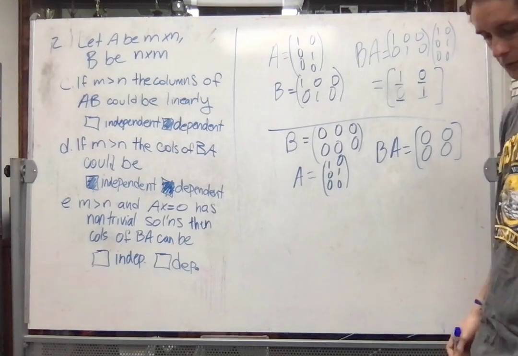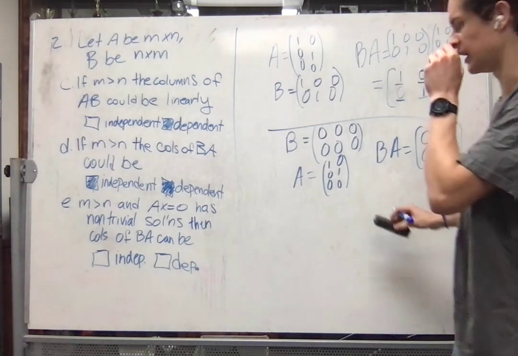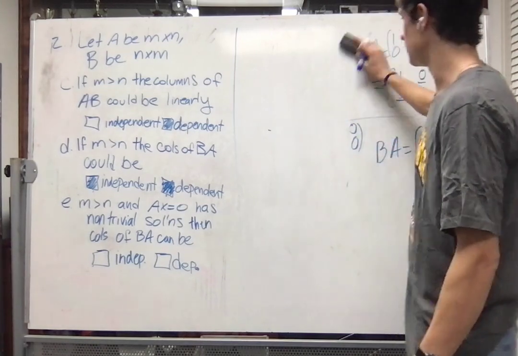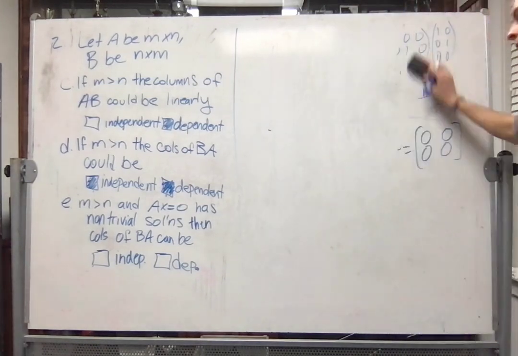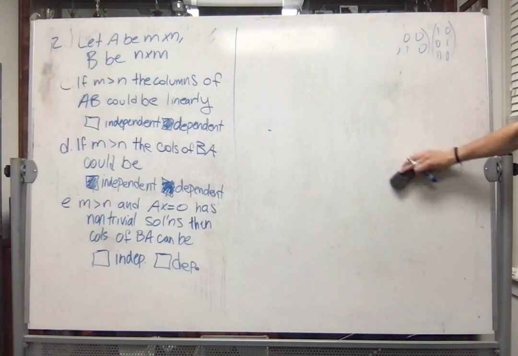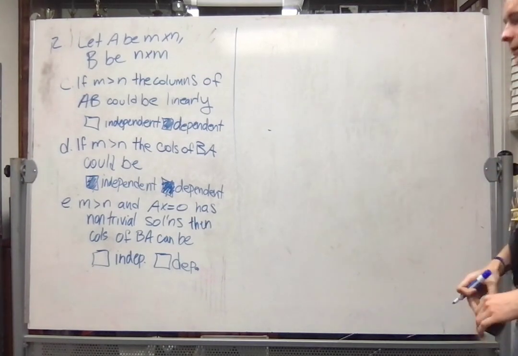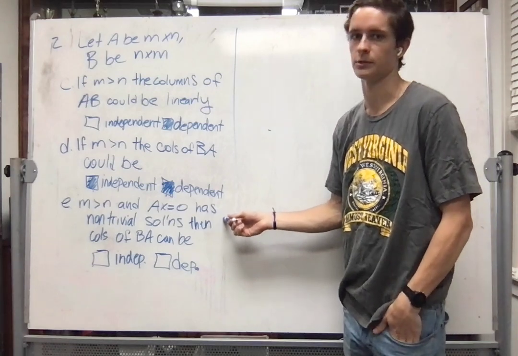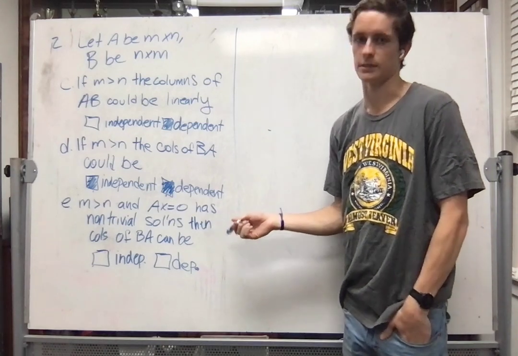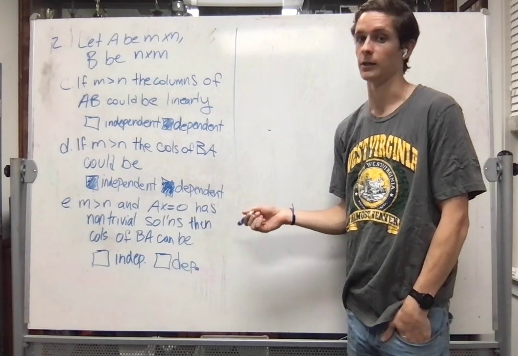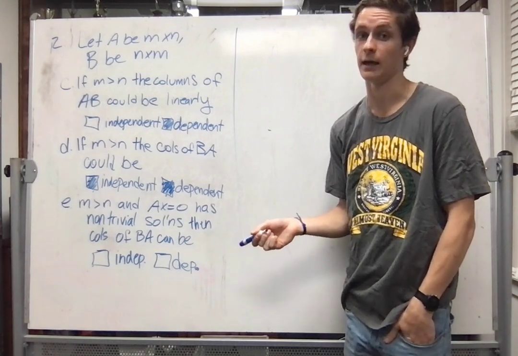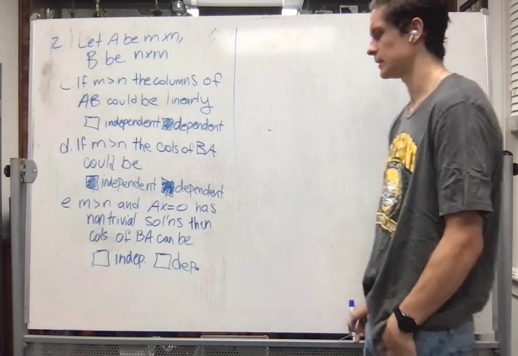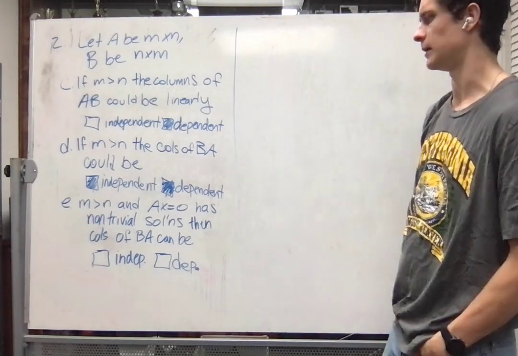All right, so now for part E, we still have m greater than n, but now Ax equals 0 has non-trivial solutions. Then the columns of BA can be either independent or dependent. When it says Ax equals 0 has non-trivial solutions, I want you to read that and immediately realize that means the columns of A have to be dependent. You might be wondering, why is that the case again? Let me show you why.